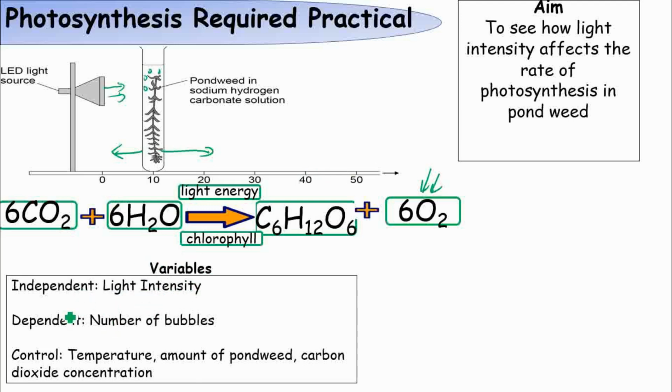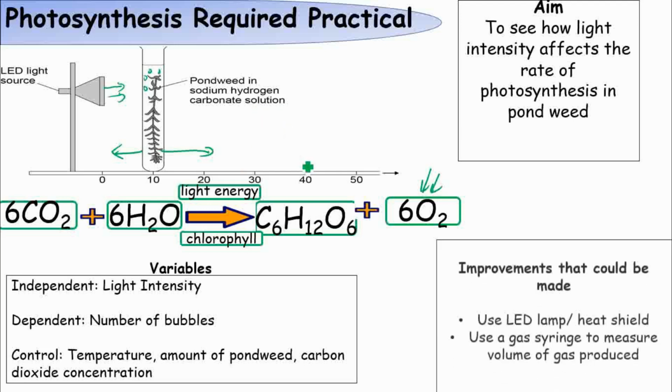Your dependent variable, which is the one that you're measuring, is the number of bubbles formed per minute or per 2 minutes or for however long you've placed it at that distance. And your control variables are what you're keeping constant. So we're trying our best to keep the temperature constant by using an LED light source. The amount of pondweed doesn't change, and we don't change our carbon dioxide concentration. As a matter of fact, we use lots of sodium hydrogen carbonate to ensure that there is enough carbon dioxide and it is not a limiting factor.